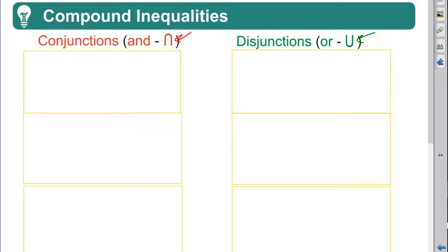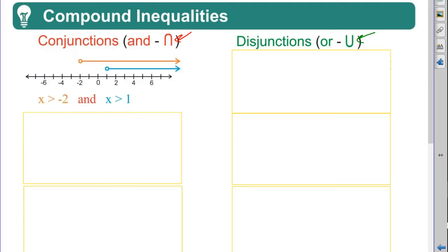Okay, let's see if I can do these quickly. So remember now, I'm going to do a conjunction. I'm thinking intersection, right? So the orange inequality is graphed and the blue inequality is graphed. Where do you see the intersection? Right here. Right? Values they both have. So what's the intersection? Any value greater than 1. That's the solution to your conjunction because it's intersection.